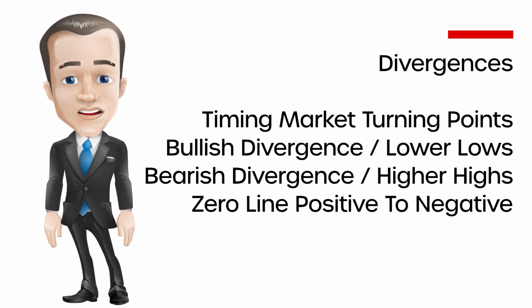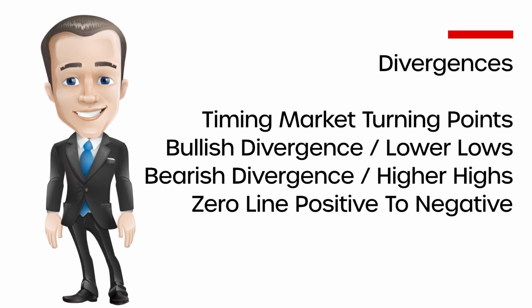Bullish divergence will occur when the price is falling to lower lows but the ROC is printing higher lows. This will be a signal that the downtrend lacks momentum and a trend change to the upside is about to occur. Similarly, a bearish divergence will occur when the price is forming higher highs but the ROC is printing lower highs. This will be a signal that the uptrend lacks momentum and a trend change to the downside is about to occur.